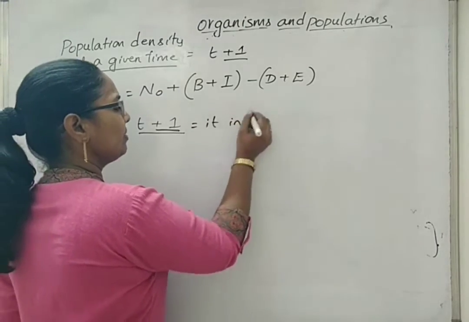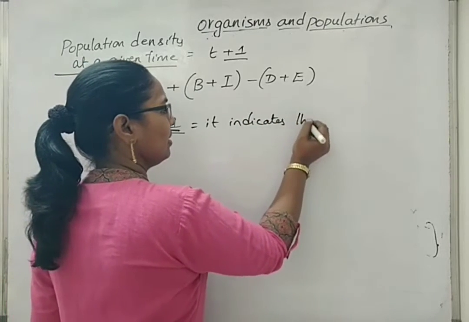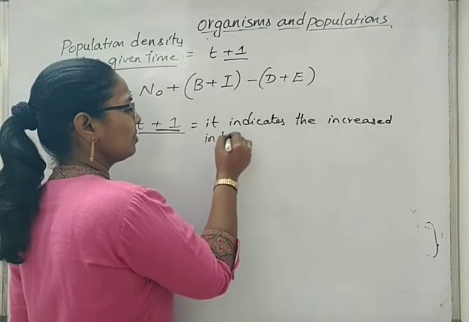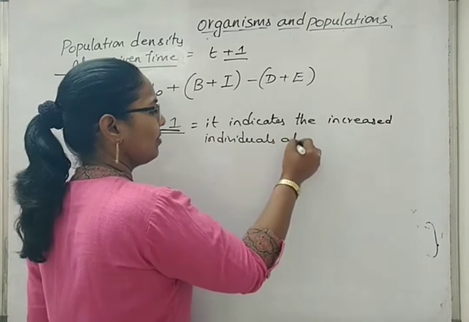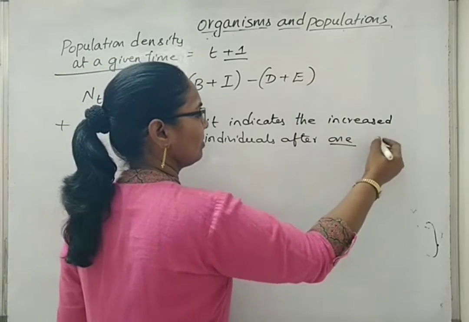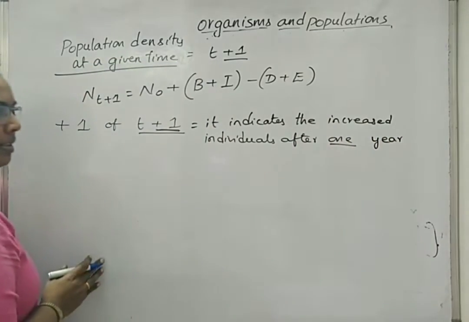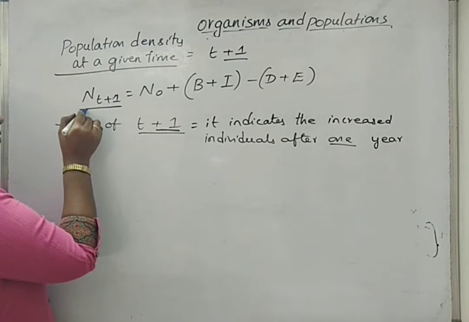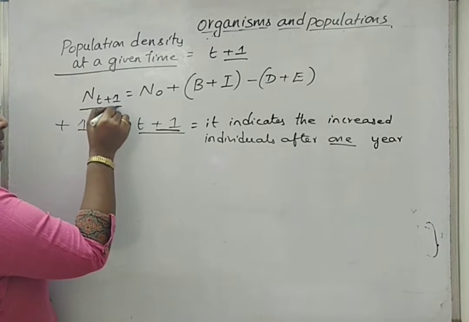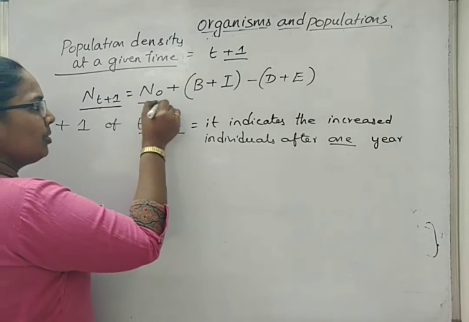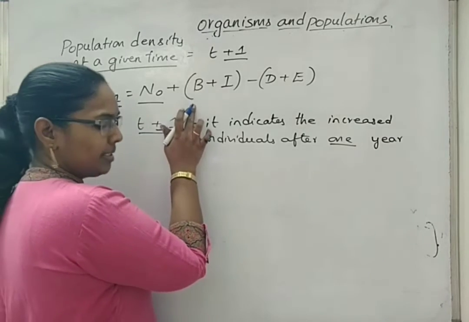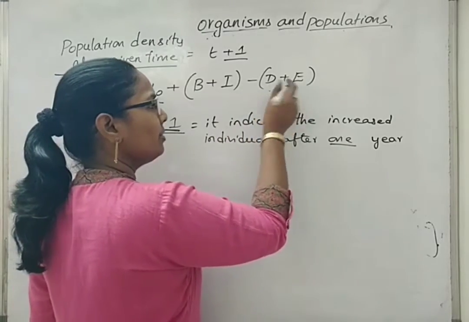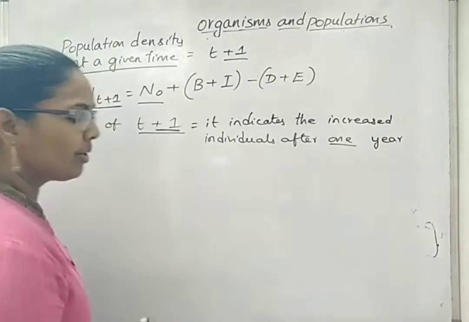So it indicates the increased individuals after 1 year. The formula or the equation to calculate population density is: number of individuals at a given time period, that means after 1 year, is equal to the initial number of population plus the birth rate plus the immigrated population minus the death rate of the population and also the emigrated number of individuals.